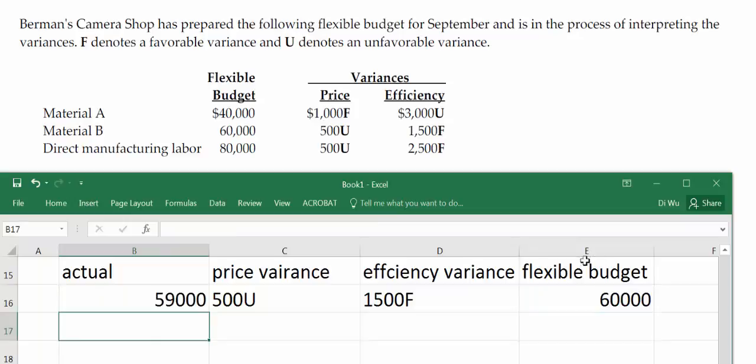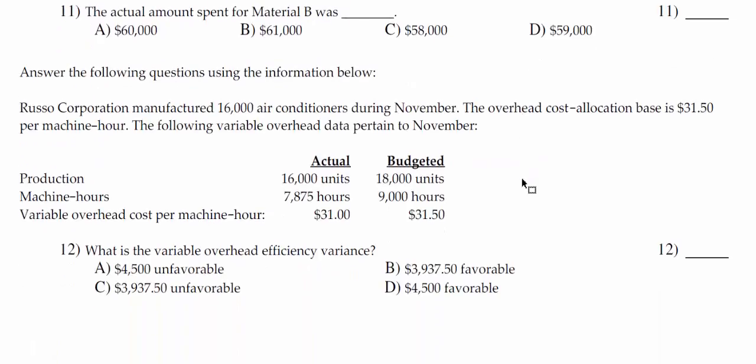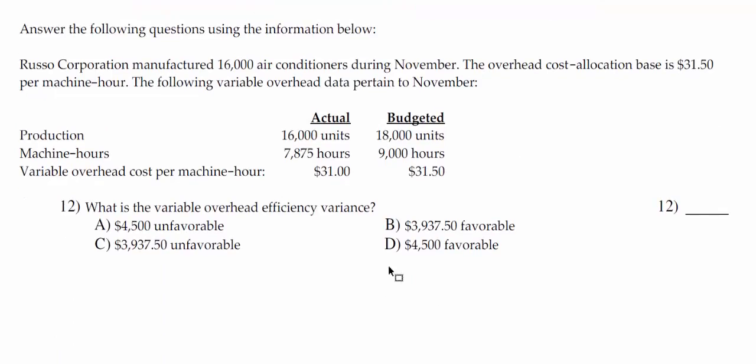Then the result is 59,000. Okay, 59,000. And you look at the choices. So the right answer should be D. So that's 59,000. Right? Okay, so that's about this question.